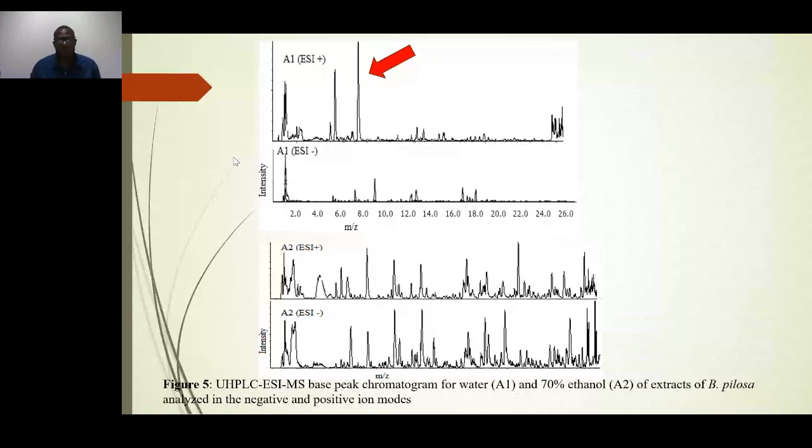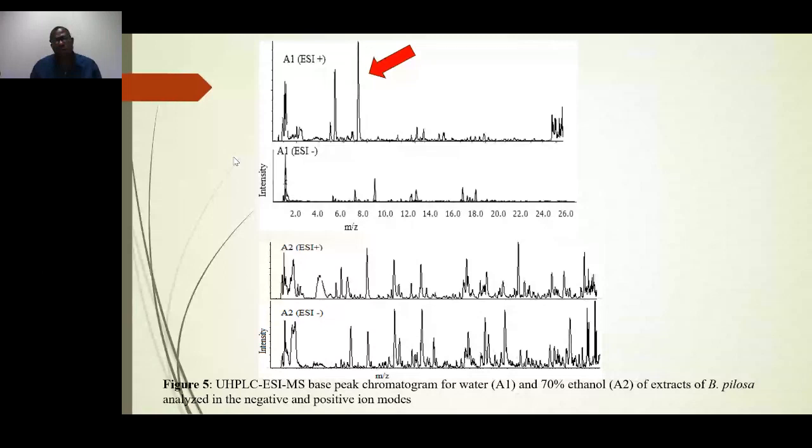This is the result for the LCMS. So the LCMS also shows similar pattern. If you look at the peaks, we can see that A1 represents the water extract, while A2 represents the ethanol extract. So it was done at both positive and negative ESI. And if you check properly, you see that there are more peaks on both positive and negative ESI for the ethanol extract. Now we came up with 140 compounds altogether, of which some of the compounds overlap in both sides.